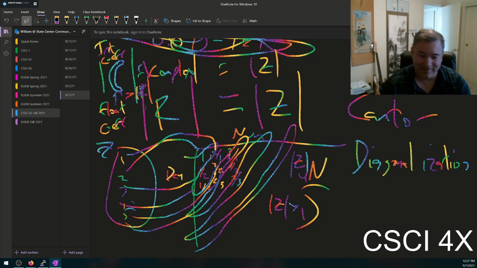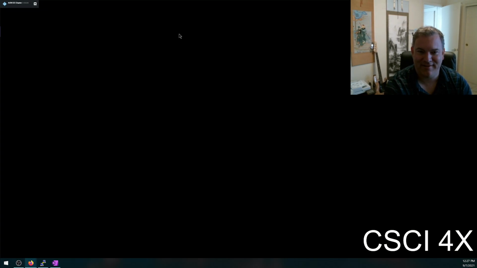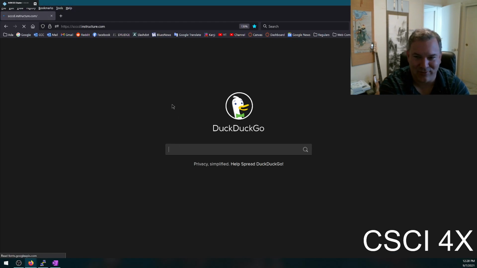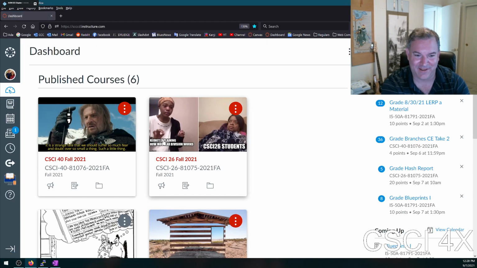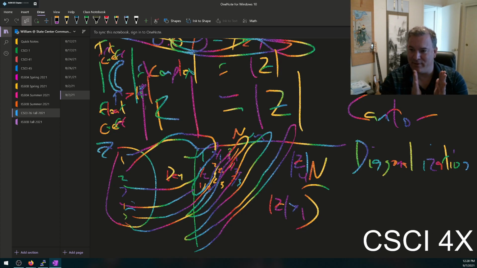That's why the picture on Canvas is for Kearney explaining how modular division works, CSI 26 students. So I have to derive joy somehow from teaching, and this is part of it.